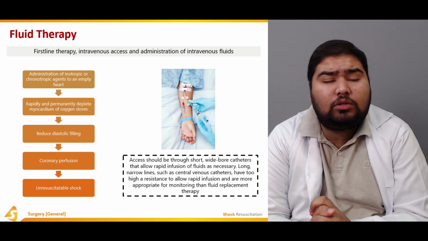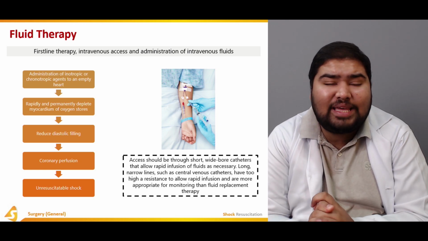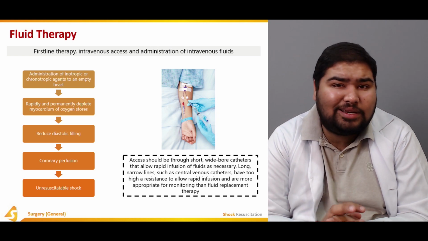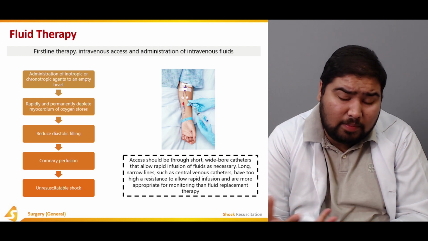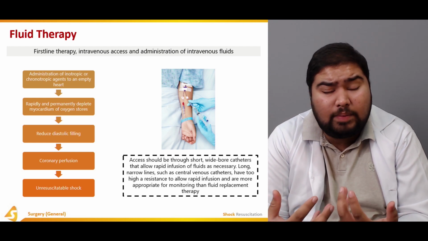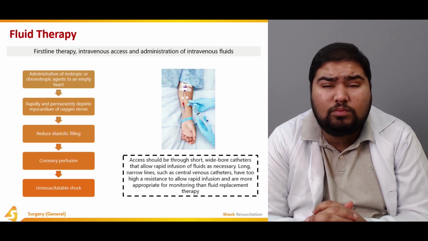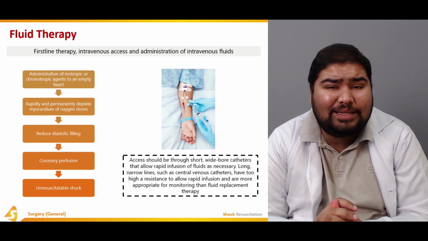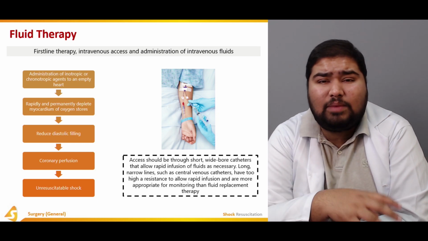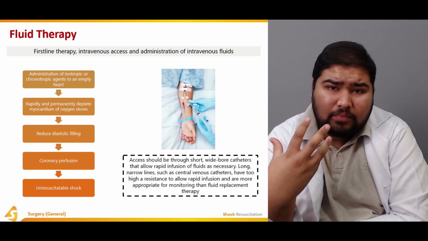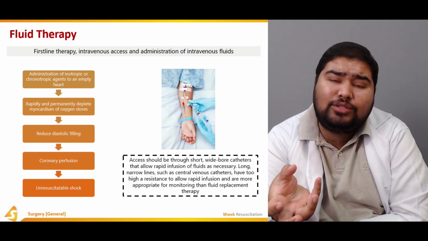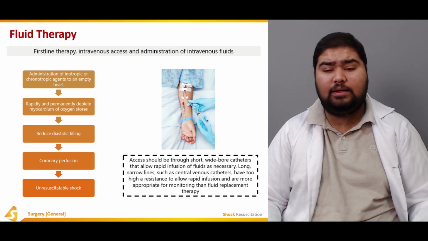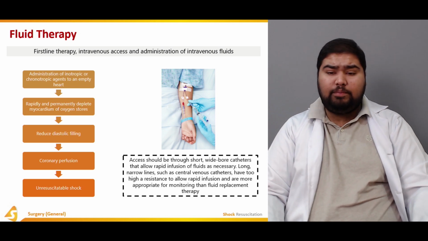Now, access should be through short, wide bore catheters that allow rapid infusion of fluids as necessary, because the patient is in hypovolemia. So it would be required of you to give a lot of fluids. Long narrow lines such as central venous catheters are not good for resuscitation, because you cannot give voluminous fluids through those lines, and they are good only for maintenance and for measuring of the pressures.